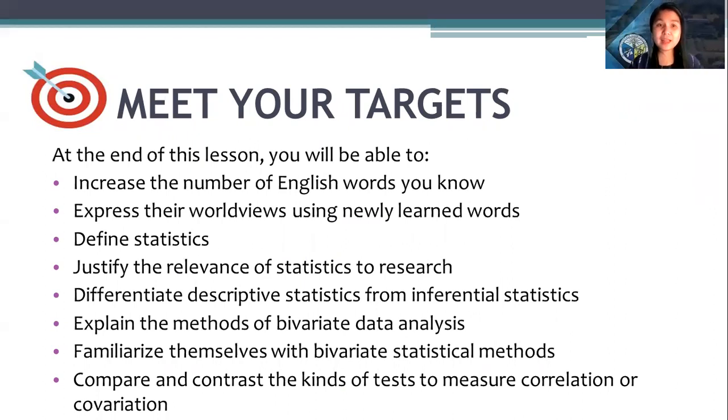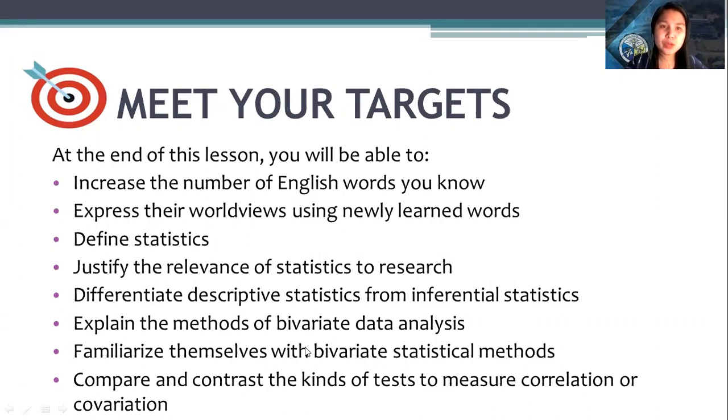And at the end of the class, we'll be able to, let's start with the third one, define statistics, justify the relevance of statistics to research, differentiate descriptive from inferential statistics, explain the methods of bivariate data analysis, familiarize with bivariate statistical methods, and compare and contrast the kind of test to measure correlation or covariation.